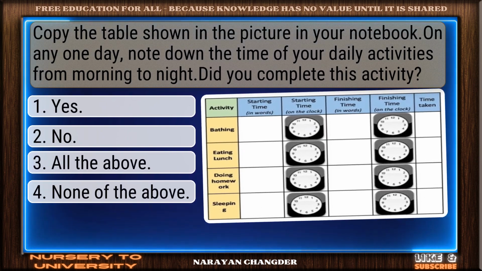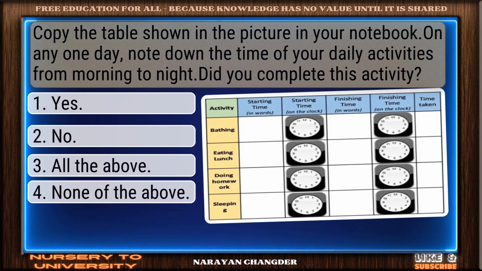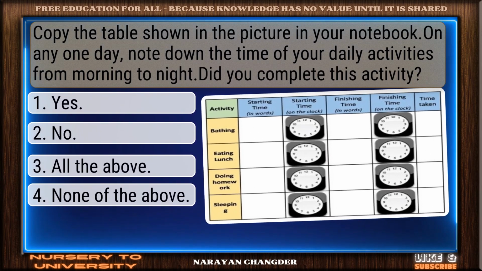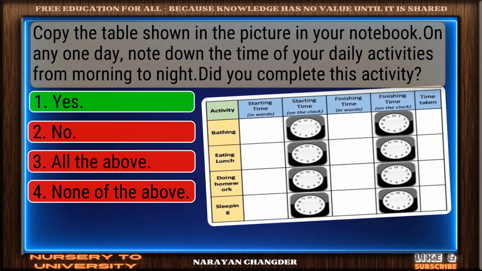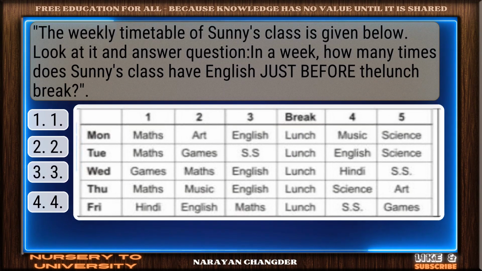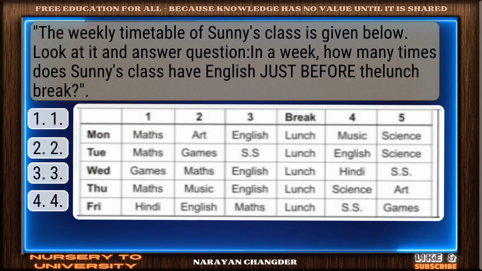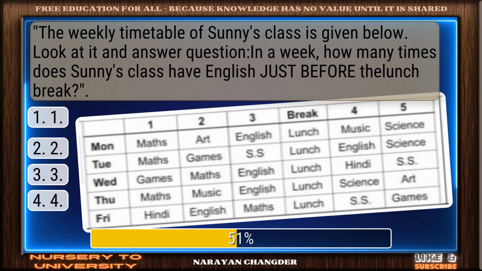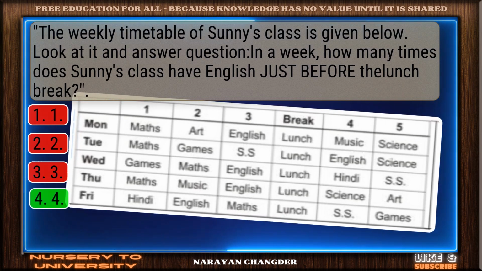Copy the table shown in the picture in your notebook. On any one day, note down the time of your daily activities from morning to night. Did you complete this activity? Well reasoned. Yes is the correct choice. The weekly timetable of Sunny's class is given below. Look at it, answer the question. In a week, how many times does Sunny's class have English just before the lunch break? Sharp thinking. 4 is the right choice.